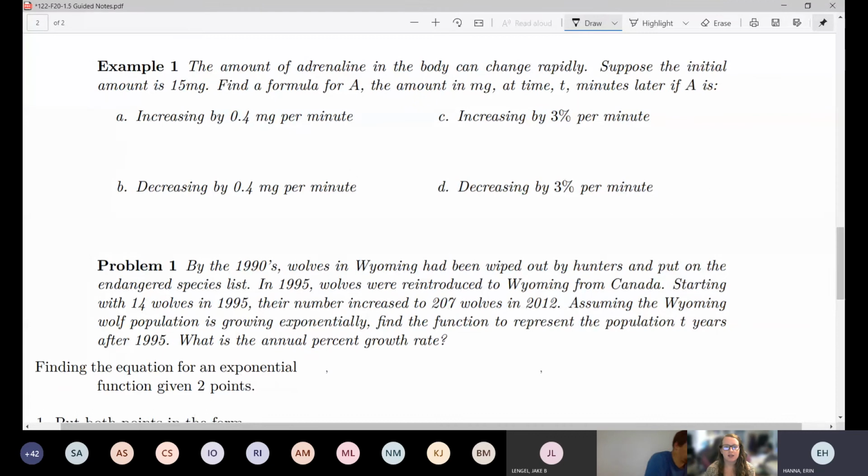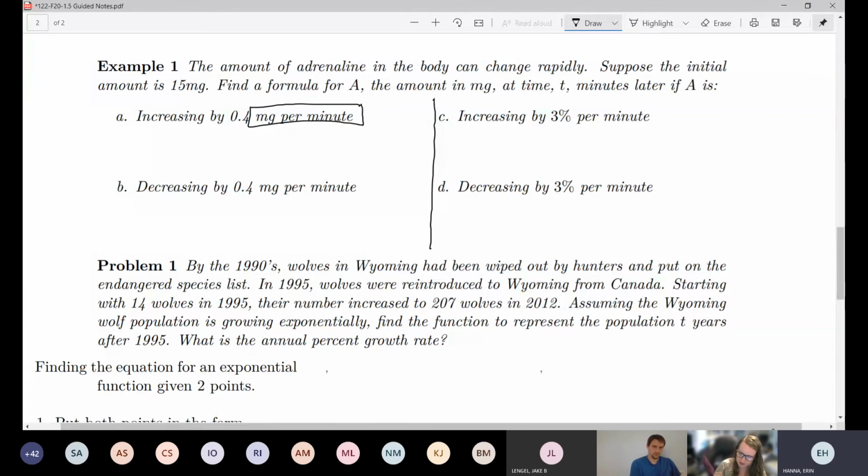The amount of adrenaline in the body can change rapidly. Suppose the initial amount is 15 milligrams. Find a formula for A, the amount of milligrams at time t minutes later, if A is a couple different things. Now I know that this section is about exponential functions, but those first two, A and B, are actually not exponential. So the first thing we have is that A is increasing by 0.4 milligrams per minute.